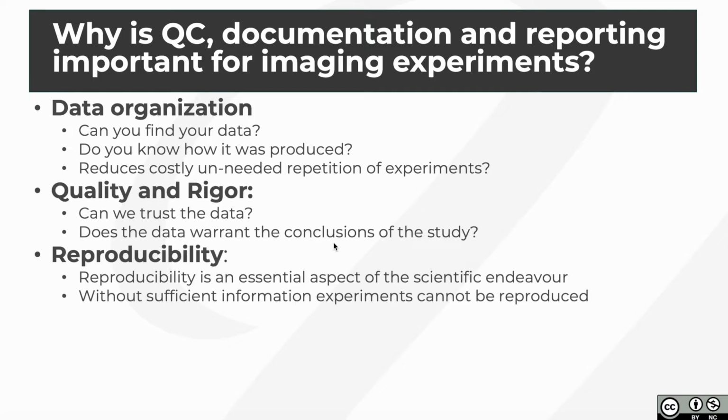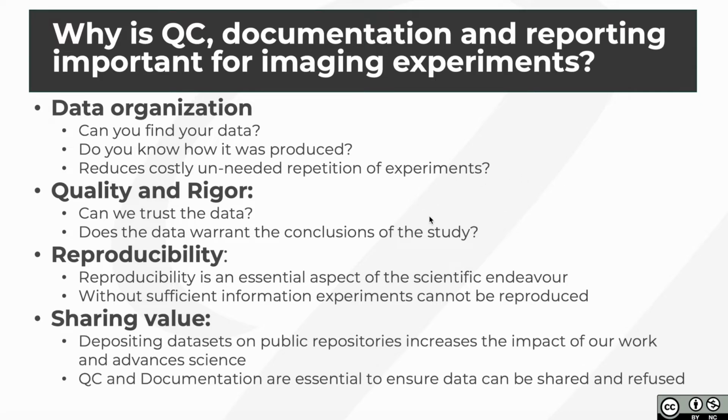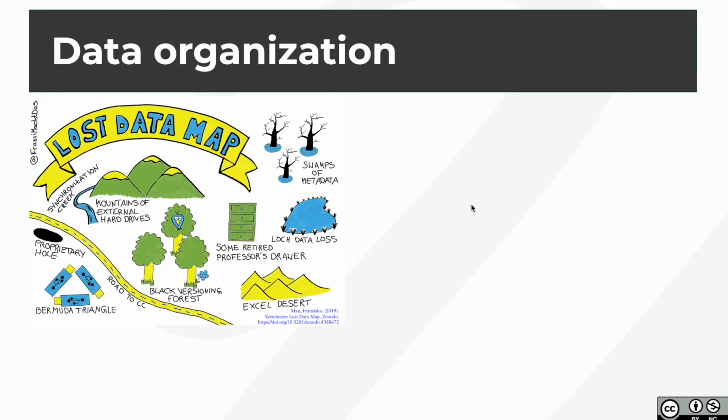The second set of reasons we will discuss revolve around the relationship between quality control and documentation and key aspects of the scientific method, such as data quality, rigor, and reproducibility. Finally, the third important set of answers to the why question has to do with the deposition of image data sets on public repositories, which can massively increase the impact of our work and is rapidly becoming more popular. So let's get started and talk first about data organization.